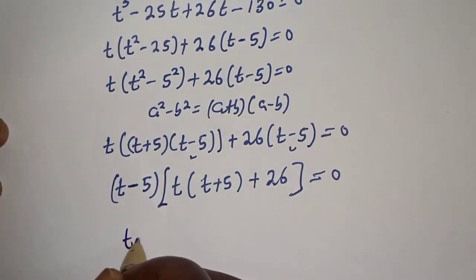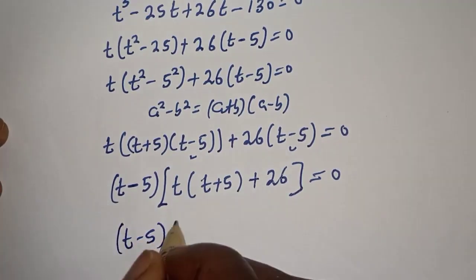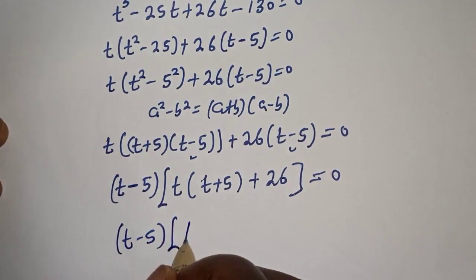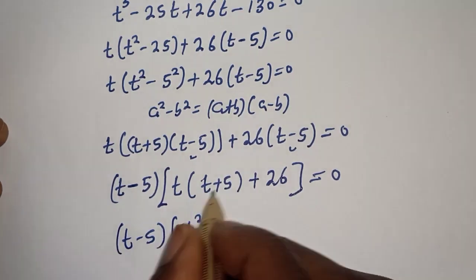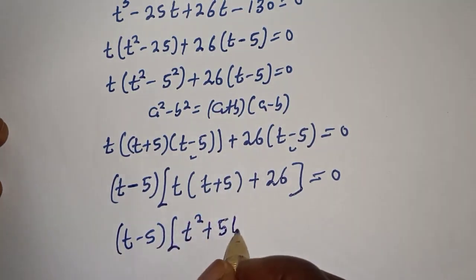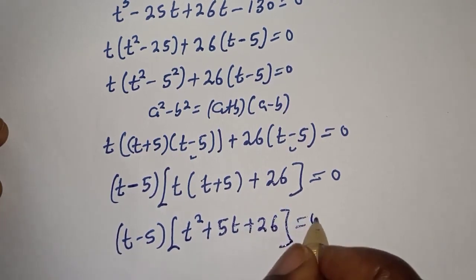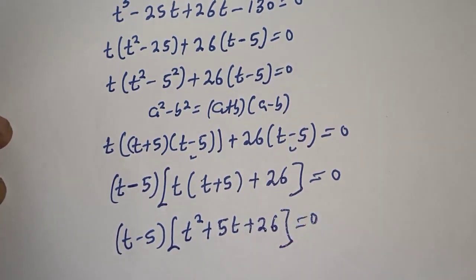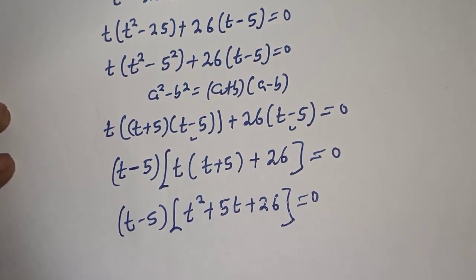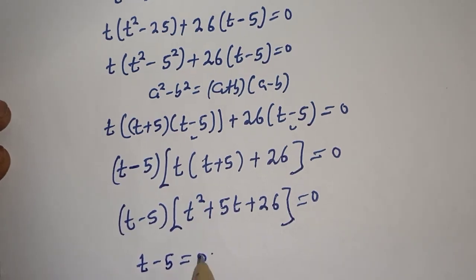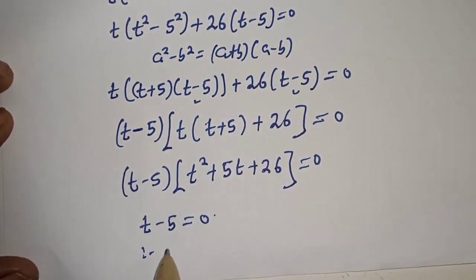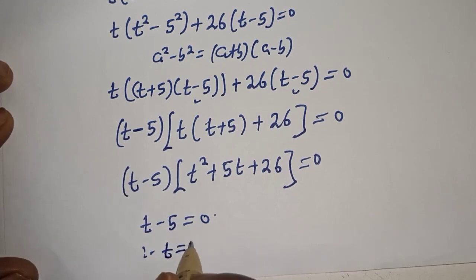Here is t minus 5 bracket t squared plus 5t plus 26 equal to 0. There are two cases here. t minus 5 is equal to 0. Therefore, t is equal to 5.